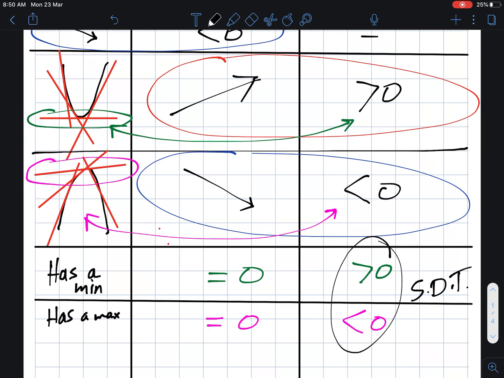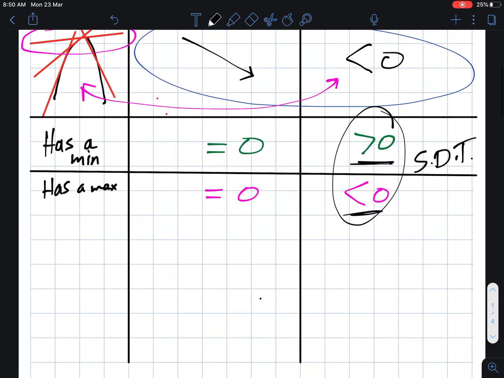If the second derivative came out positive, then the function has a min. And if the second derivative came out negative, then the function has a max. So we move on to the last idea.